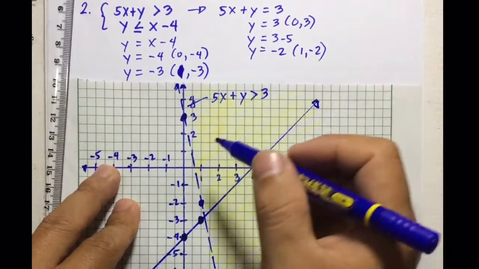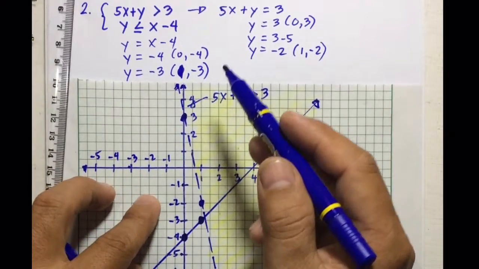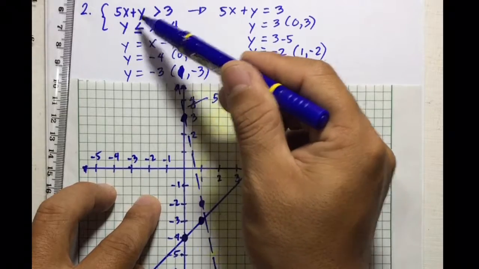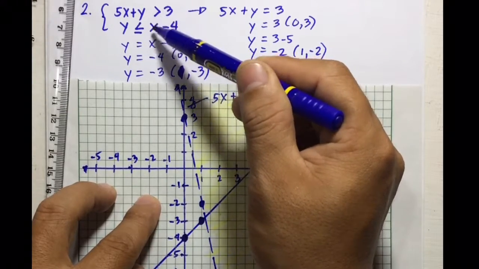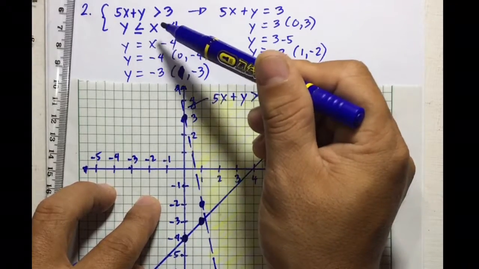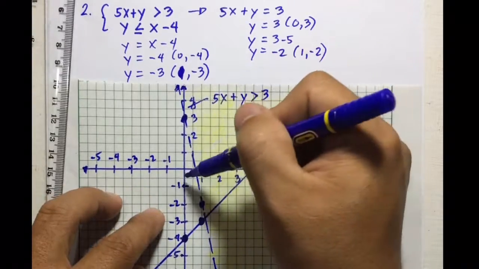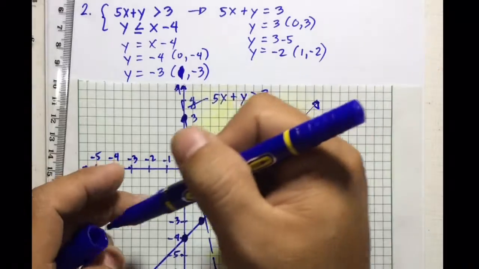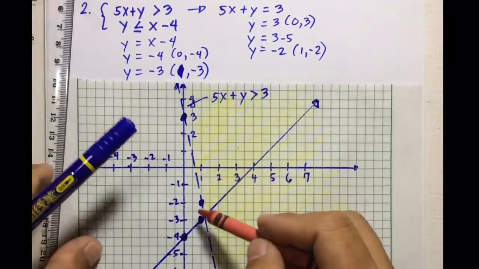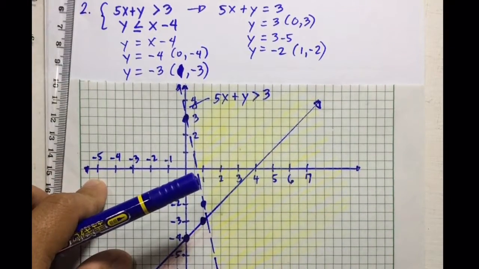Then we're going to take a point not on the line. So again, we're going to use (0, 0) for easy calculations. Now for y equals 0 here, this will become 0 less than or equal to 0 minus 4, which is negative 4. So we're going to have 0 less than or equal to negative 4. So that is not true, meaning (0, 0) is not part of the solution. So we're going to shade this part here below the line.